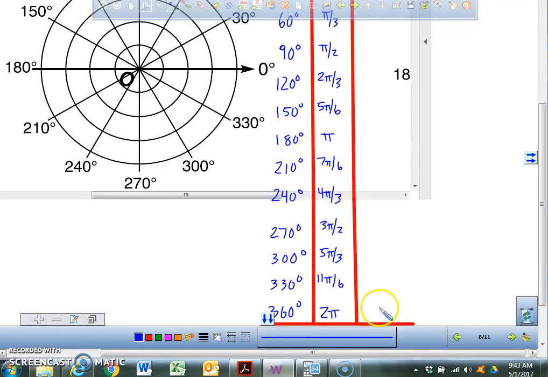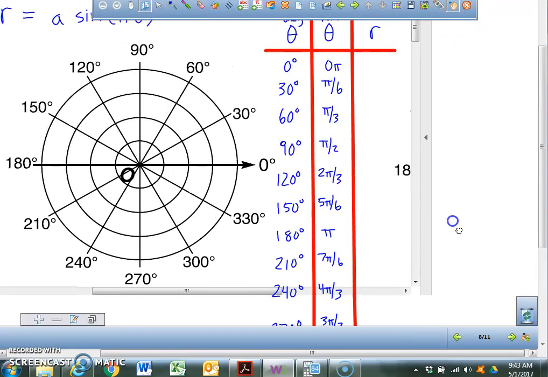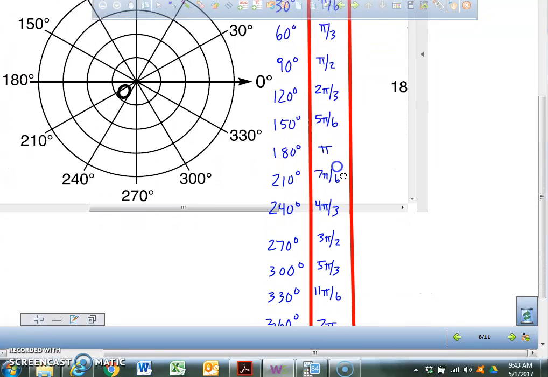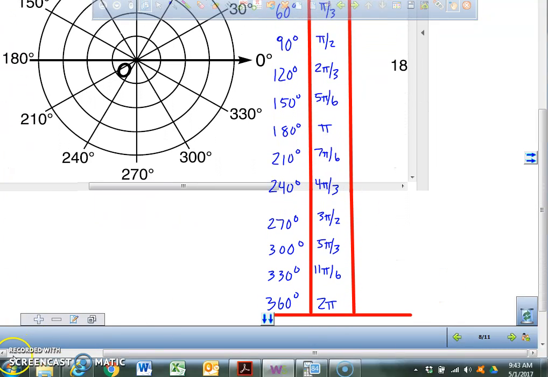So every single time you go up by 30 degrees, what do you go up by? You go up by pi over 6. Pi over 6, 2 pi over 6, 3 pi over 6, 4 pi over 6, 5 pi over 6. Sometimes they reduce, sometimes they don't. So right now, I'm going to scroll down and let you take a look at all these. If you want to pause it, that would be a good time.